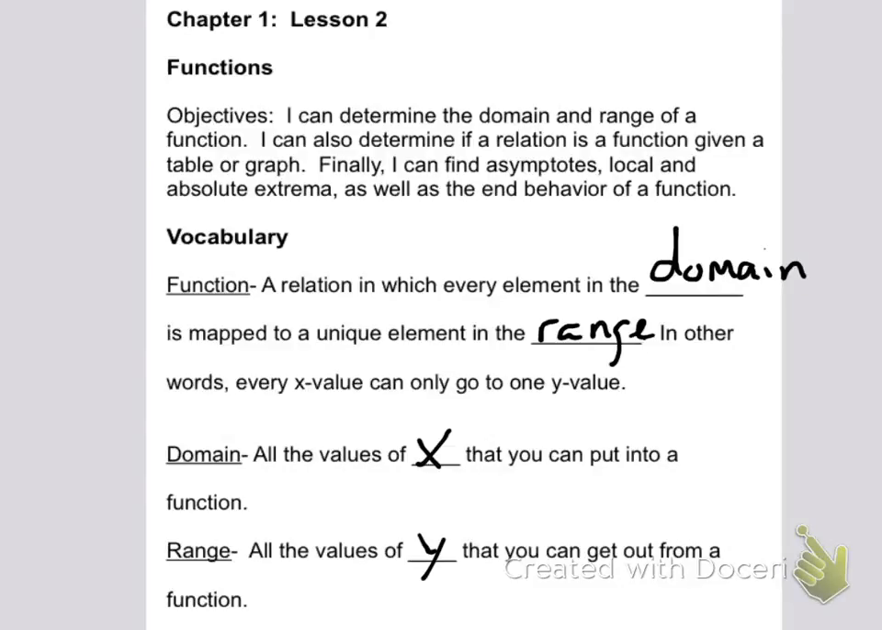Okay, this is section 1.2 for pre-calculus. This is part one. We're going to split it up into two parts. Part one is kind of the introduction to domain, range, and functions.